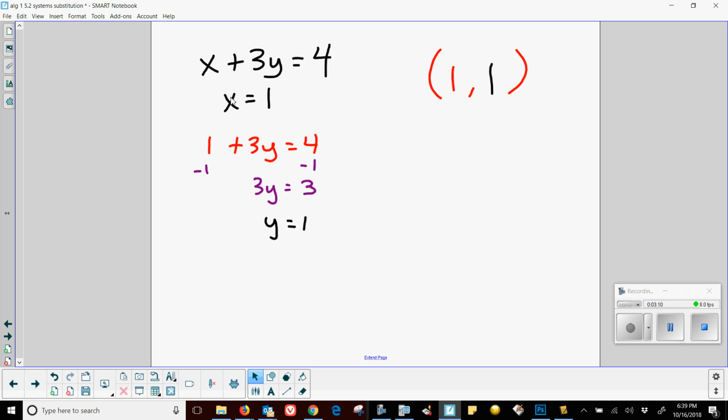Sometimes they gift wrap something like this. X equals 1. Oh, well, x equals 1. We already got that part. We just have to sub it in here because it's still substitution. 1 plus 3y, subtract, divide, and we get our answer.